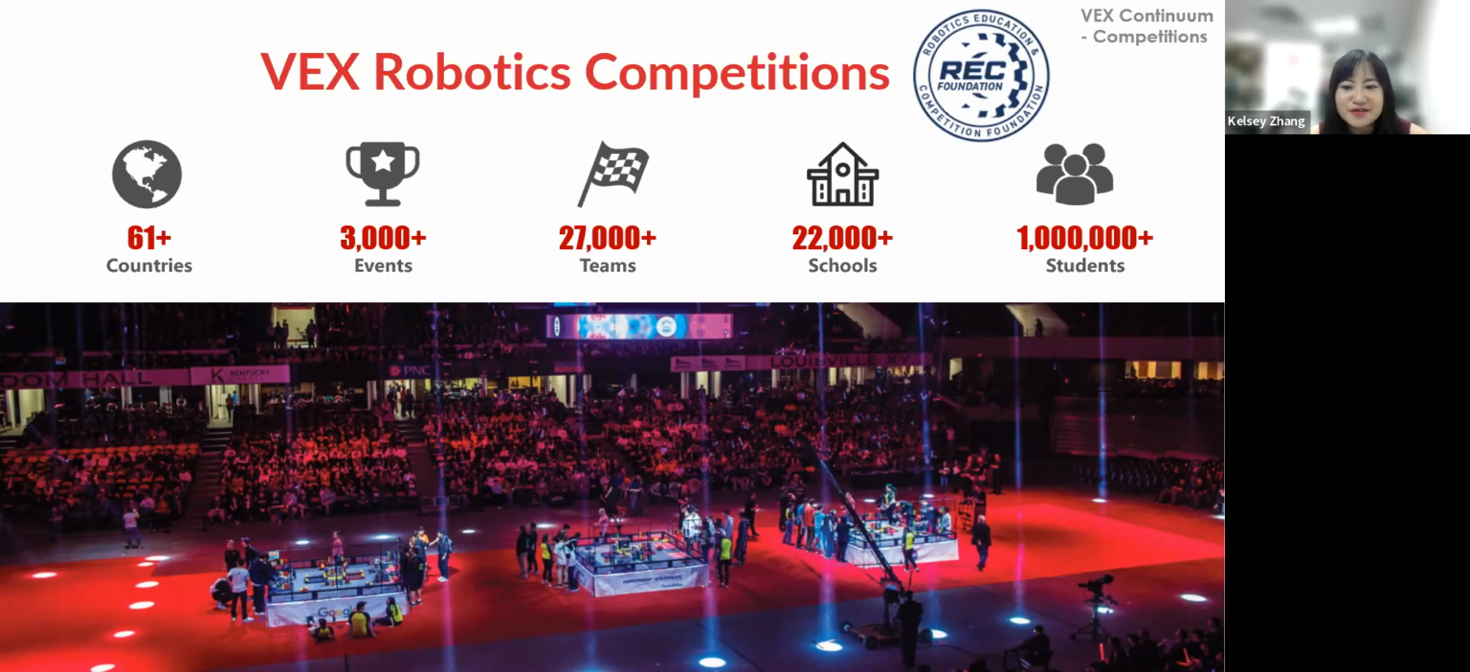You can see here, the VEX family of competitions is the largest and fastest growing robotics events globally. The World Championship is presented by the REC Foundation, which is a nonprofit organization. The full name is Robotics Education and Competition Foundation. So currently there are more than 27,000 teams from over 61 countries competing in over 3,000 tournaments worldwide.